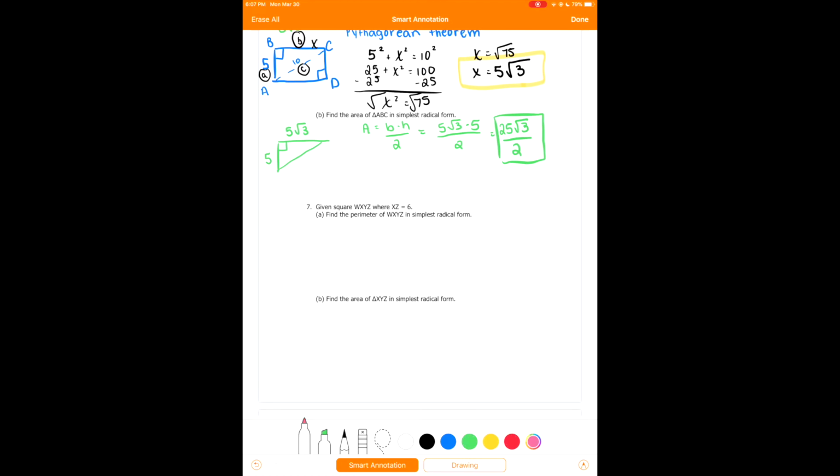And then for the last question, square WXYZ. So I'm going to draw that. And it says XZ equals 6. Find the perimeter of WXYZ in simplest form. So I know that all of these sides are equal. I'm going to call them something other than X. Let's call them A.